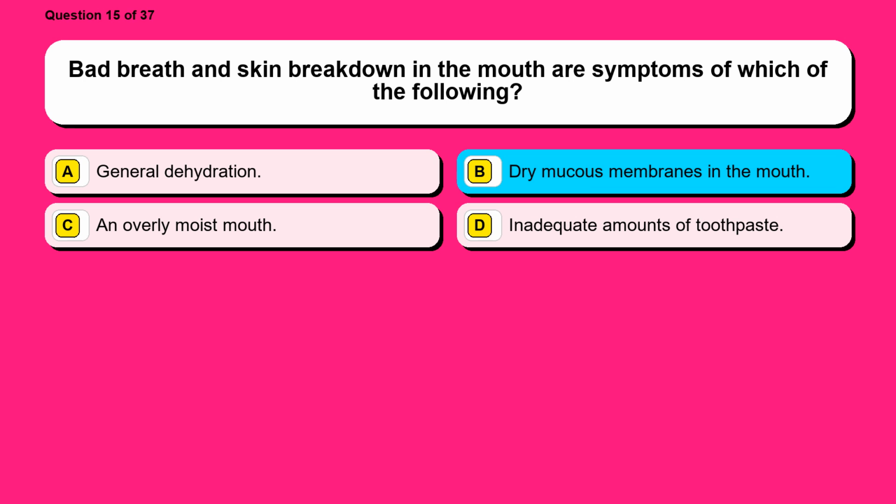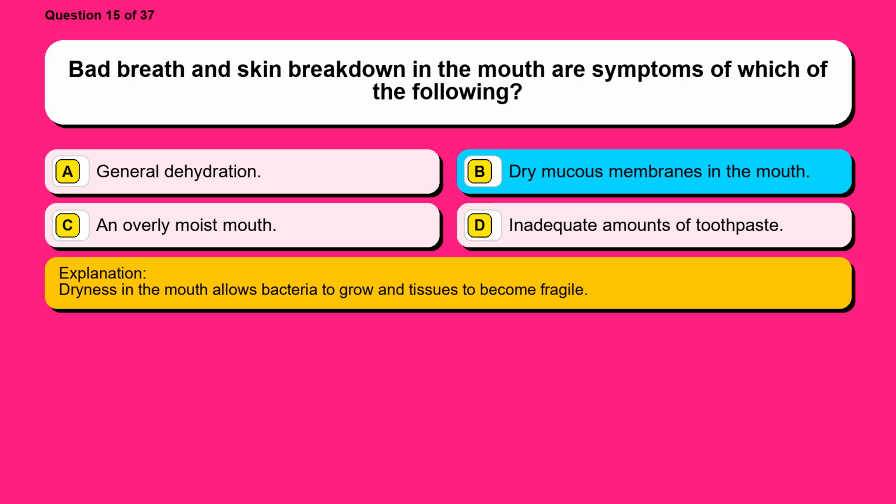The correct answer is option B. Dry mucous membranes in the mouth. Dryness in the mouth allows bacteria to grow and tissues to become fragile.